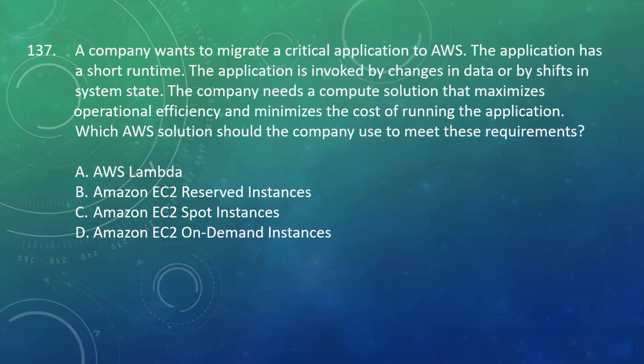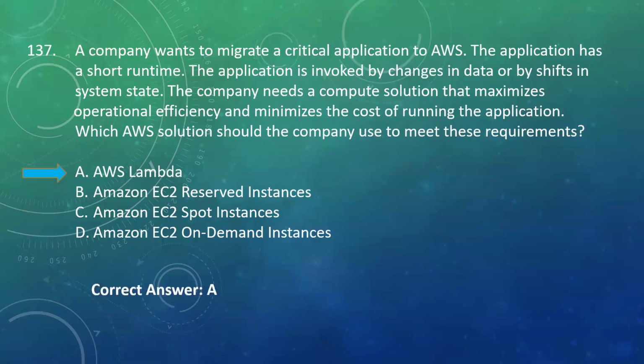This is one of the questions where there are lots of clues in it pointing to the definition of a feature. The first clue here is short runtime. Then there is a mention of using triggers to invoke it. And most importantly, the question talks about maximizing the operational efficiency and minimizing the cost of running the application, which points us to look for something which is serverless. And in the list of options, we only have one option which is serverless, that is AWS Lambda.